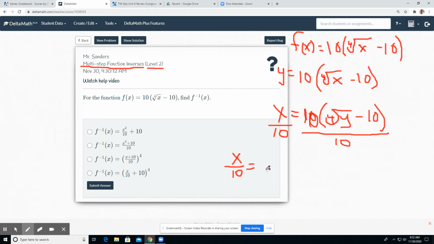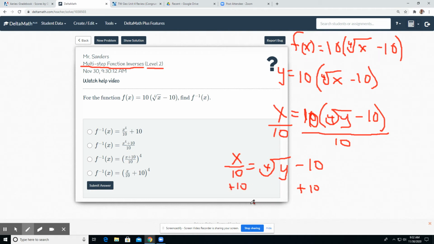These 10s cancel. Don't need the parentheses anymore. Fourth root of y minus 10. Okay. To unfold it, if I did power of 4, everything would get the power of 4. What you do to one side, you have to do to the entire side. So I need to get rid of this minus 10. The opposite of minus 10 is to add 10. Do it to both sides.